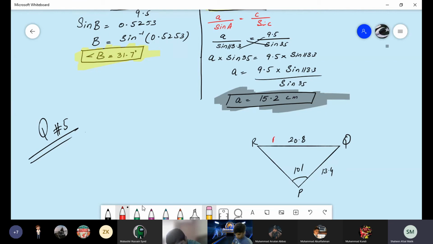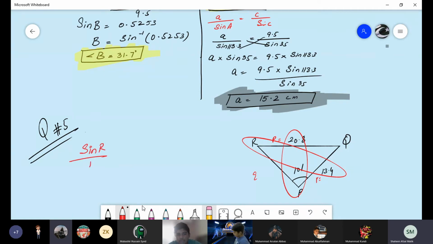This is P, this is R, this side will be Q. So you can see that one pair is given to you. You can use this one and find out the angle R first, because R side is given to you. So how can you do that? Sin R over R equals sin P over P.